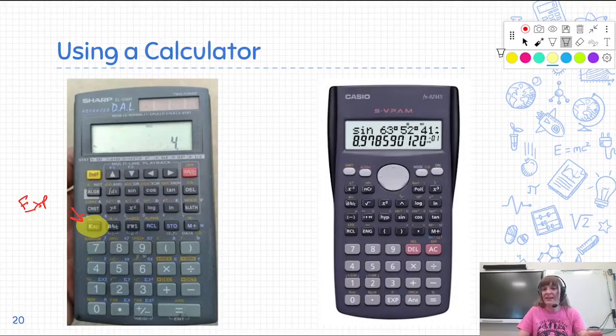On this calculator here, it's the same button, but it's actually in a different spot. Instead of being in this corner here, it's actually at the very bottom right there. So it's the same kind of procedure as using the other calculator. You type in your decimal number, push this button right here, and then you type in your exponent, and it gives it to you in scientific notation. So you just have to pay attention to where those buttons are on your calculator.